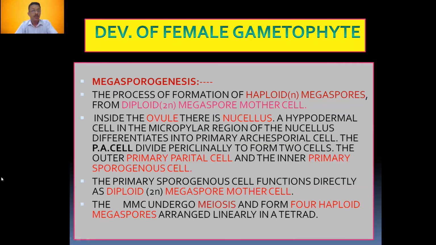Now we'll discuss how megasporogenesis occurs. Where does megasporogenesis occur? Inside the ovule. Inside the ovule there is nucellus. The main body of the ovule is called nucellus. Inside the nucellus, a hypodermal cell in the micropylar region of the ovule, towards the mouth, which you called micropyle, differentiates into primary archesporial cell.